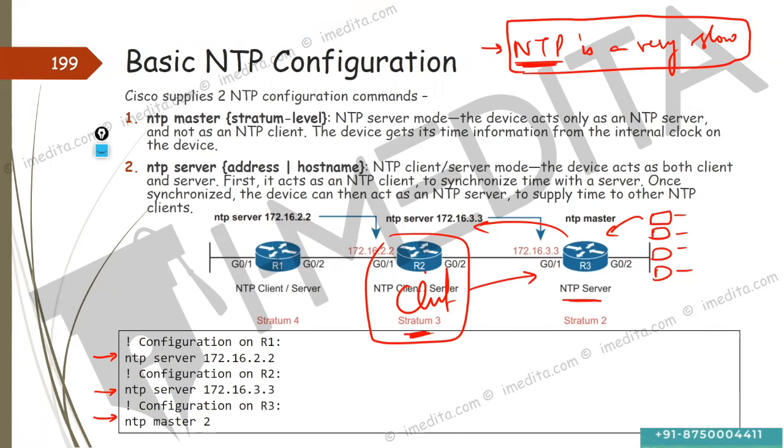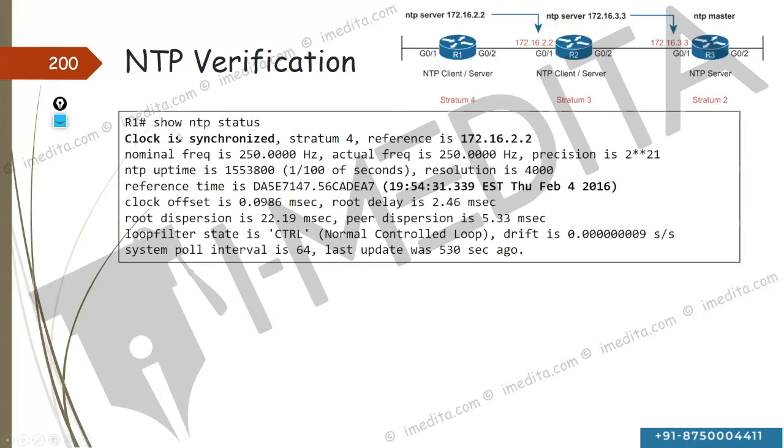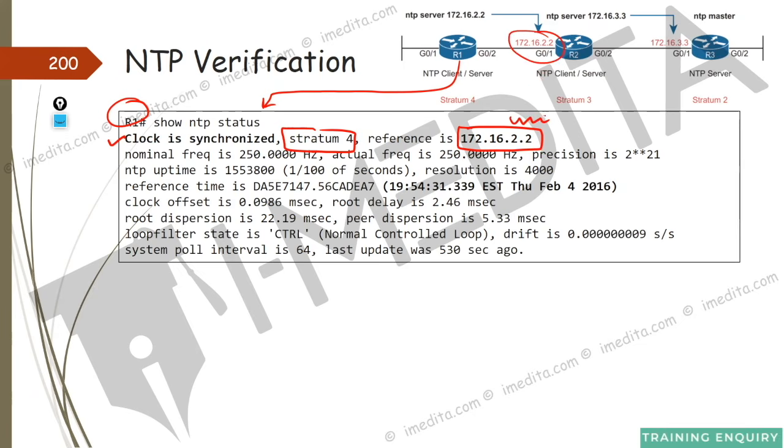Okay. So for verification purposes, we have the command of show ntp status, which shows you whether the clock is synchronized and what is the stratum. Like in this case, this is from R1's output, and who is acting as an NTP server for this device R1? It's 172.16.2.2. That is this device acting as an NTP server.